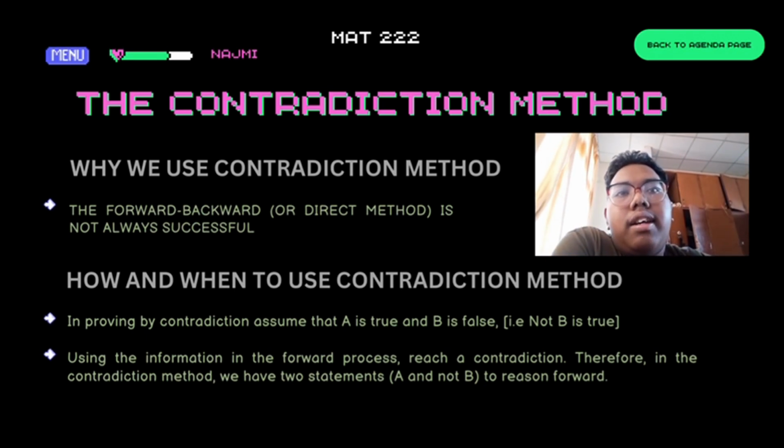In proving by contradiction, assume that A is true and B is false, for example, not B is true. Use the information in the forward process to reach a contradiction. Therefore, in the contradiction method, we have two statements, A and not B, to reason forward.